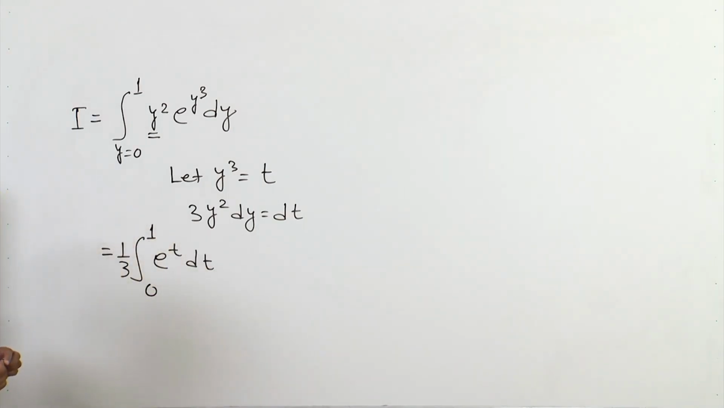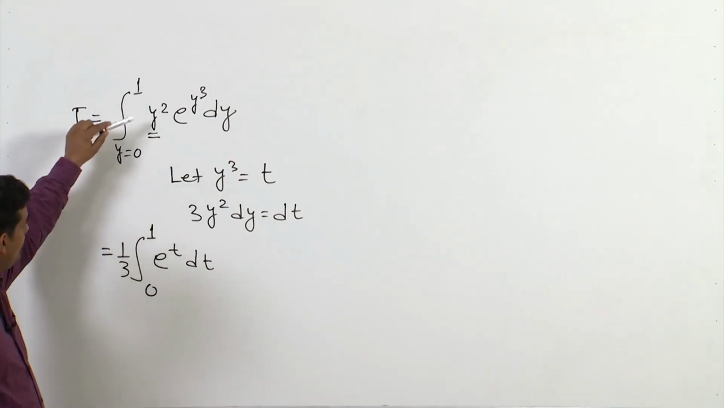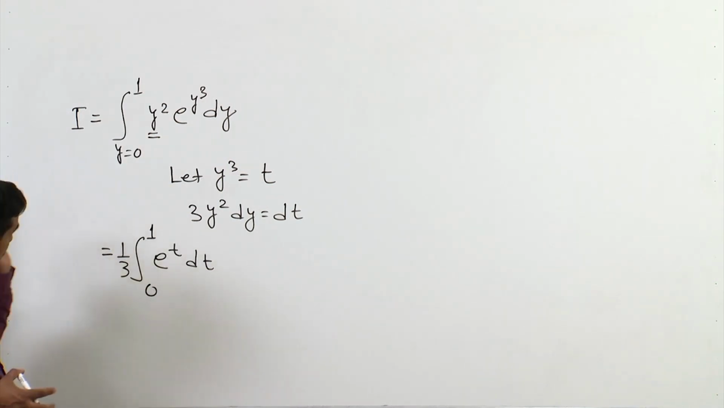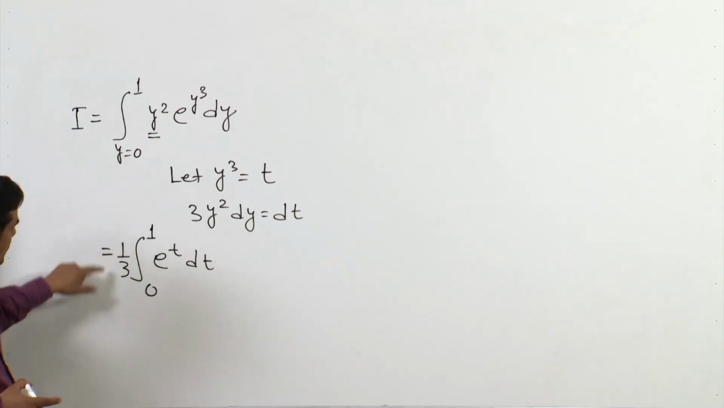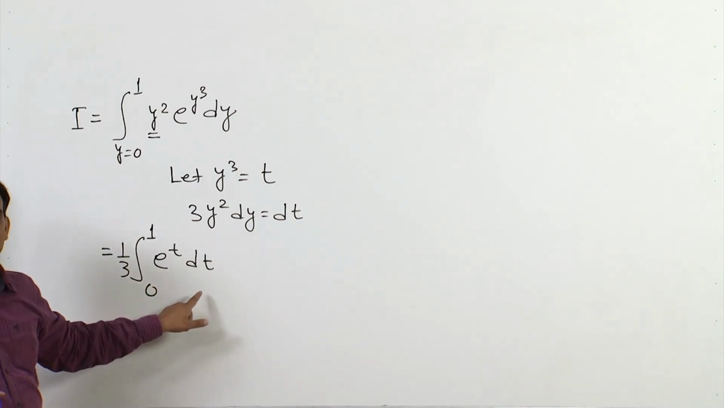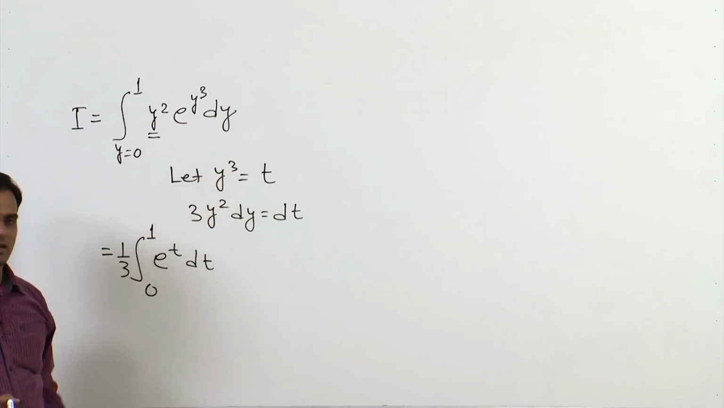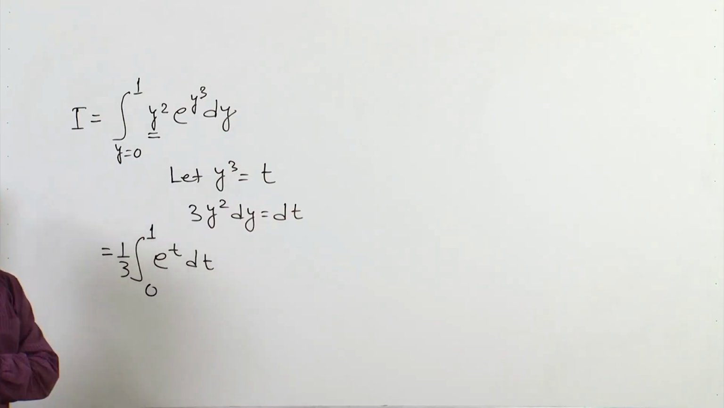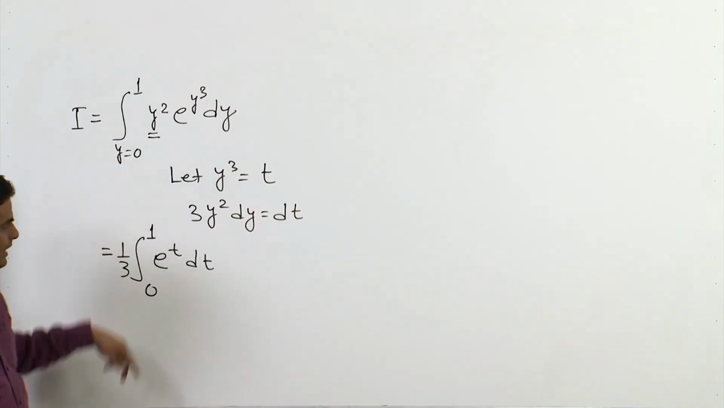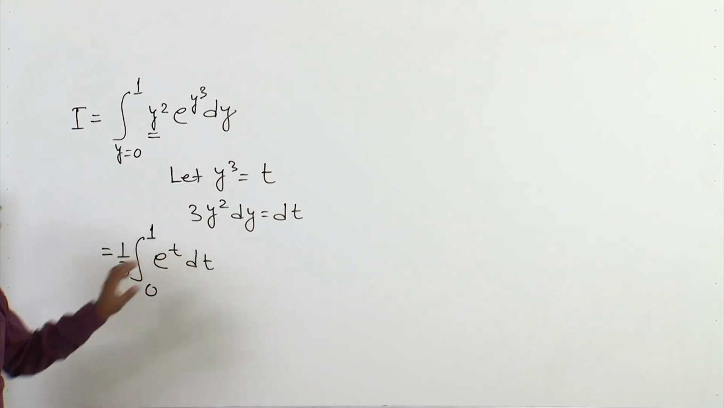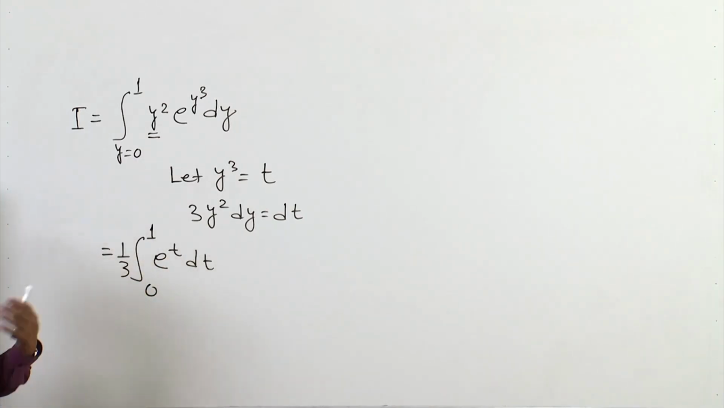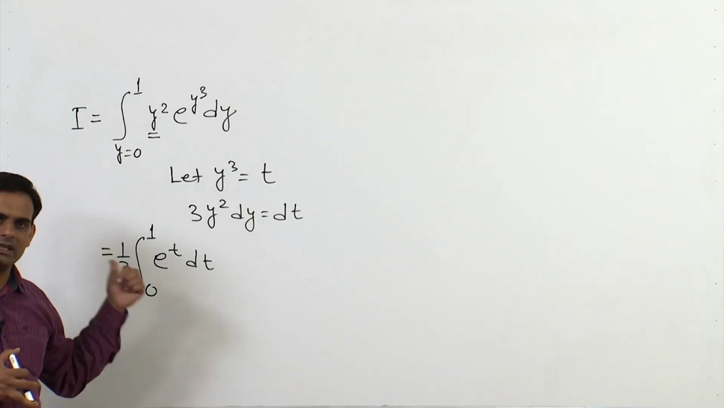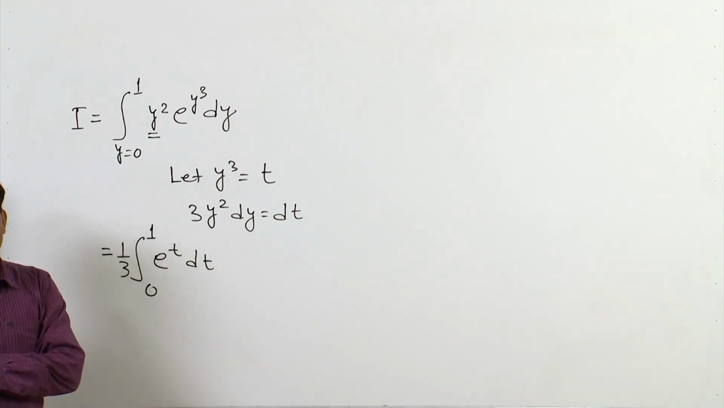So, my original problem was in y, but now my variable is t, and if you look at both of these definite integrals, this one looks quite easy when compared to the other. We have made the change of variable from y to t by putting y cube equals t, and then we have converted our integral into a simple form. So, we have done change of variable in a definite integral. Now we need to extend this concept to multiple integrals.